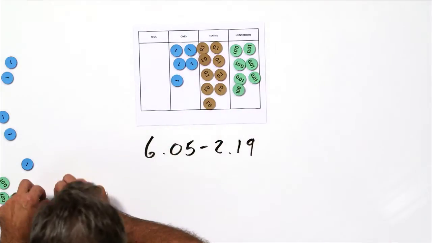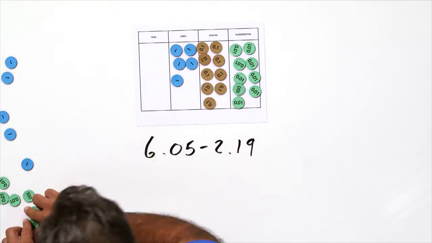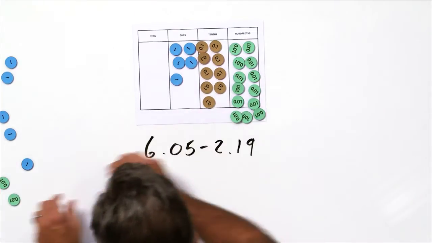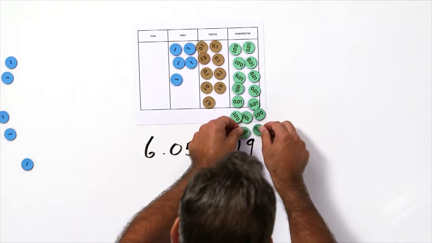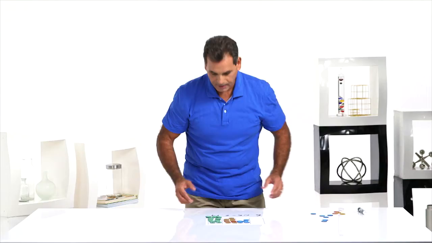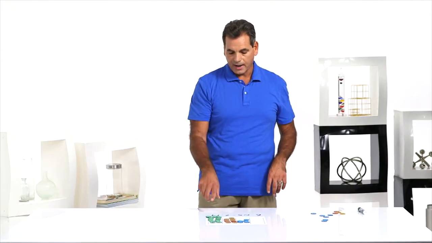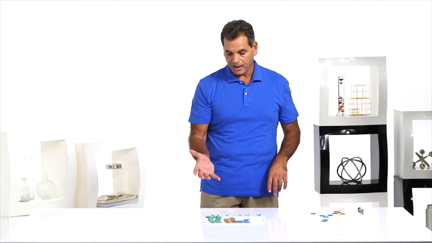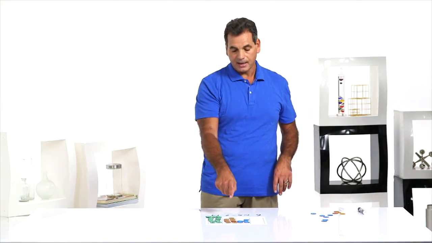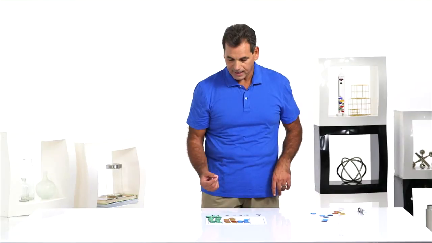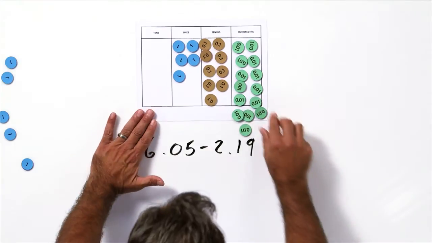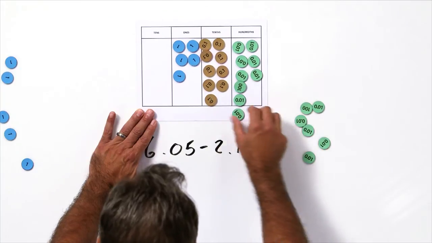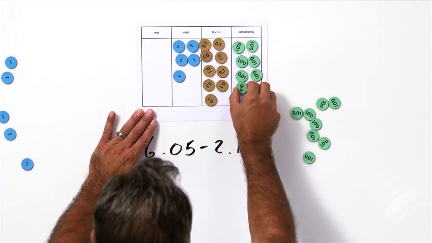2, 4, 6, 8, 10. Okay, now we're okay because it says subtract 9 hundredths from the hundredths place, and we have 15 in there because we made 10 more out of the tenths. So we're going to take out 9. 1, 2, 3, 4, 5, 6, 7, 8, 9.